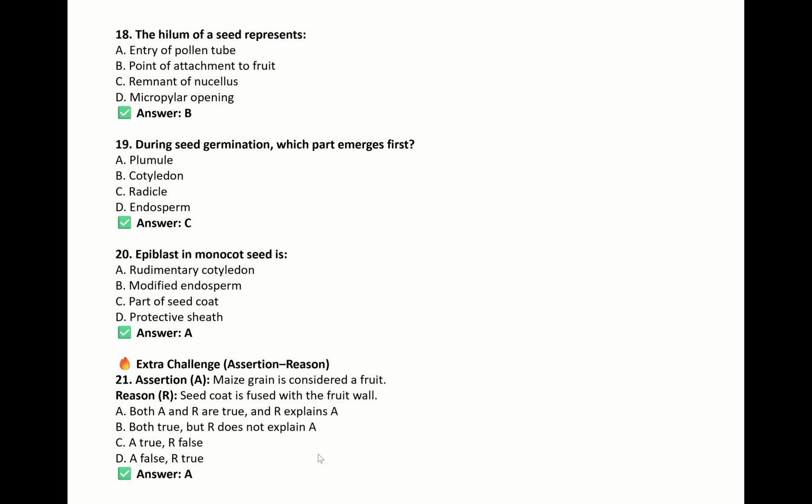This is one of the interesting questions. You can try to solve this one. Okay, maize grain is considered a fruit. Why? Because the seed coat is fused with the fruit wall, that is why maize is considered a fruit. I have already explained it, because I don't want you people to get confused with this kind of question. So if the students are able to solve it by themselves, it is well and good.